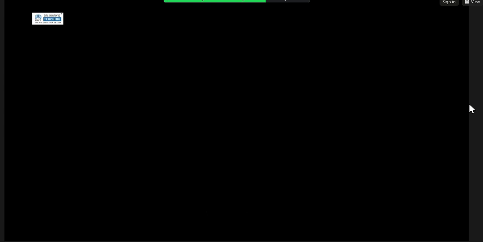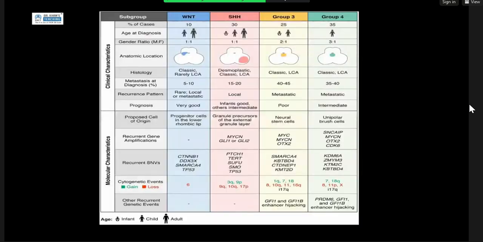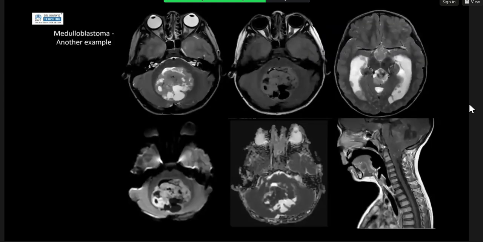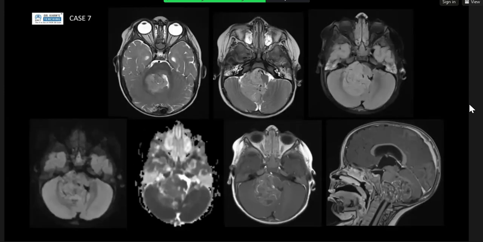Okay. So just to show the different subtypes: WNT, sonic hedgehog, group 3 and group 4. Another example of medulloblastoma. I won't fault you if you said you thought this was ATRT. This just shows you all the metastases in different parts of the brain. Okay, next case.